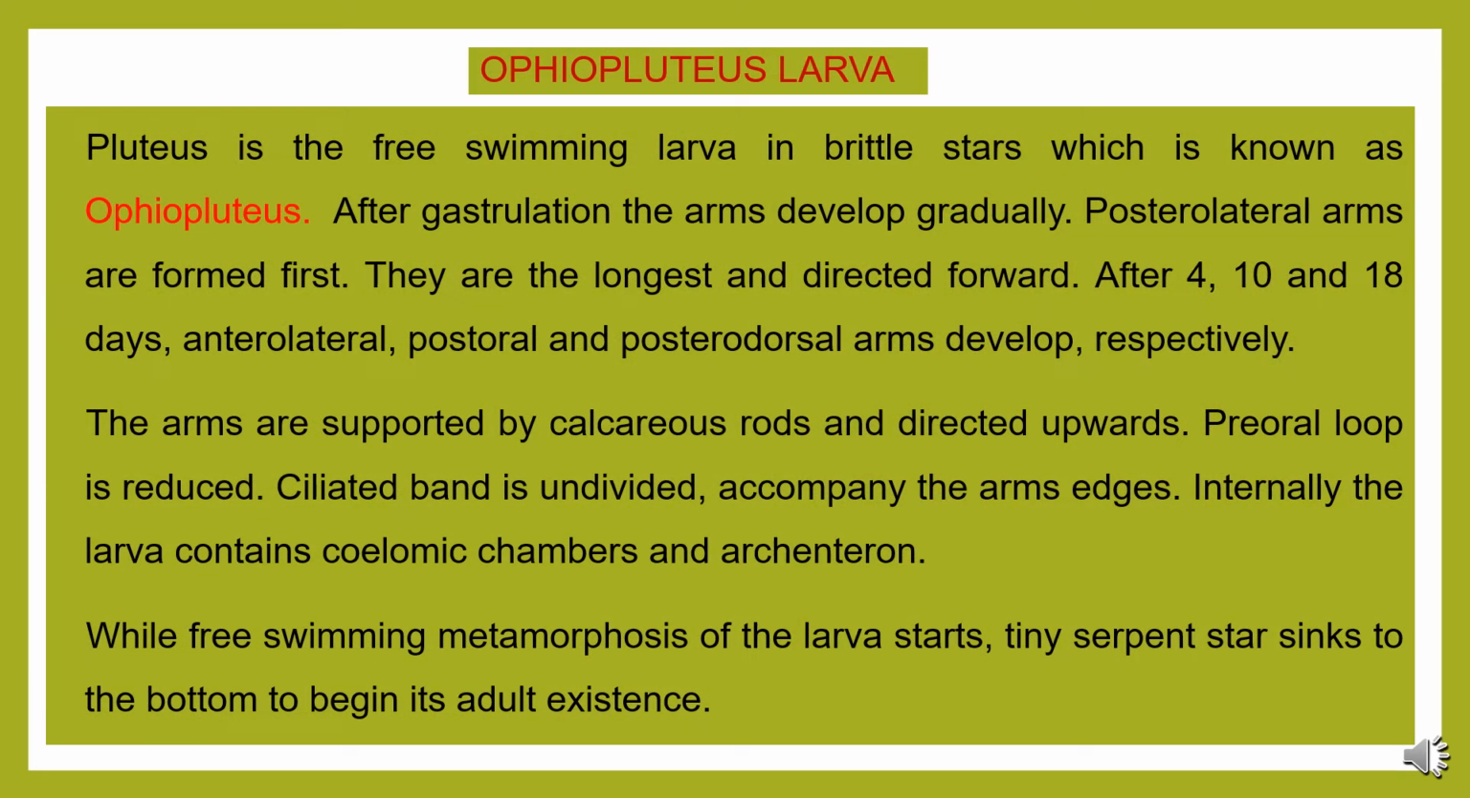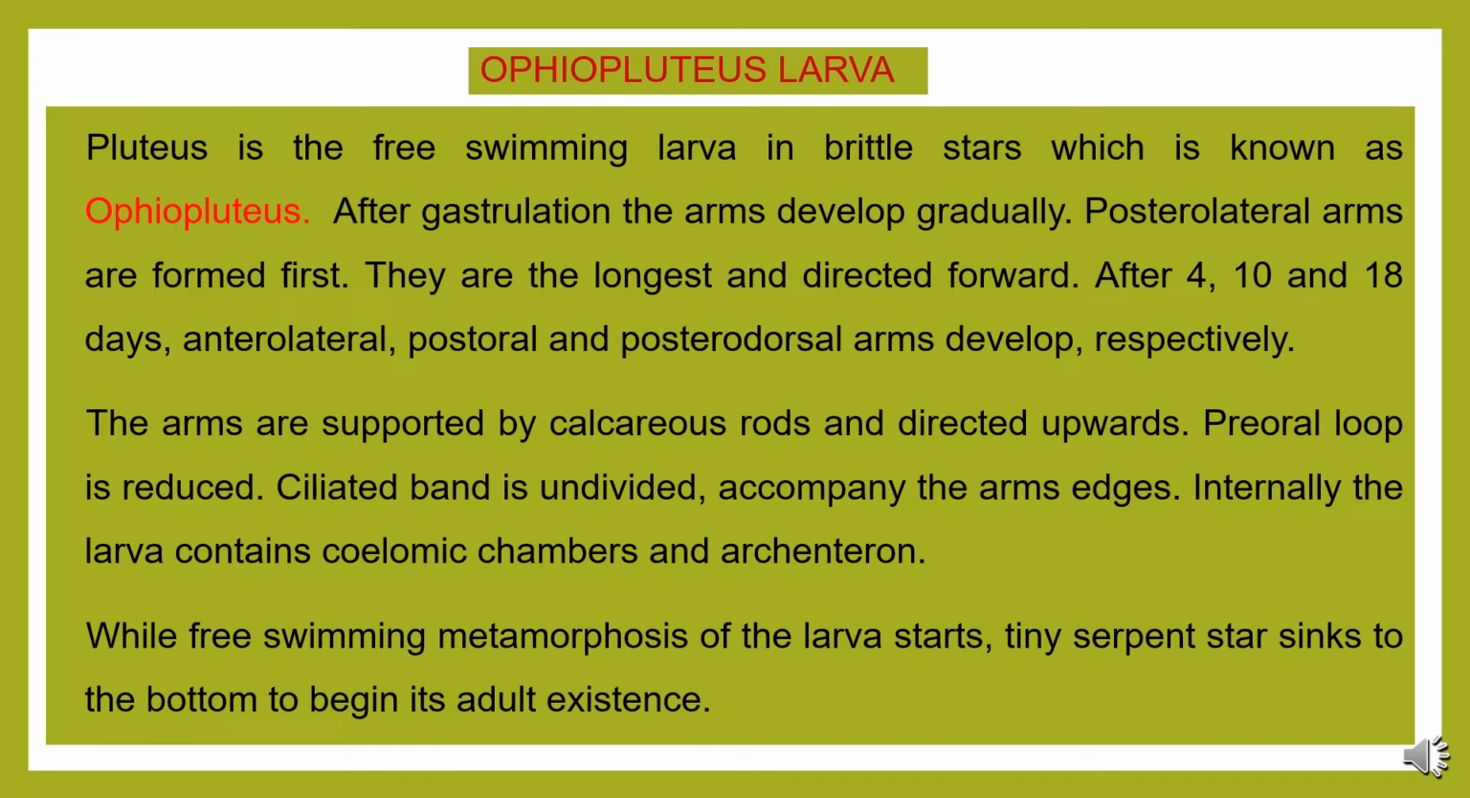Let us discuss Ophiopluteus larva. Pluteus is the free-swimming larva in brittle stars, which is known as Ophiopluteus. After gastrulation, the arms develop gradually. Posterolateral arms are formed first. They are the longest and directed forward. After 4, 10, and 18 days, anterolateral, postoral, and posterodorsal arms develop respectively.